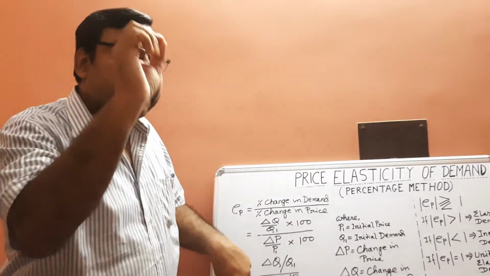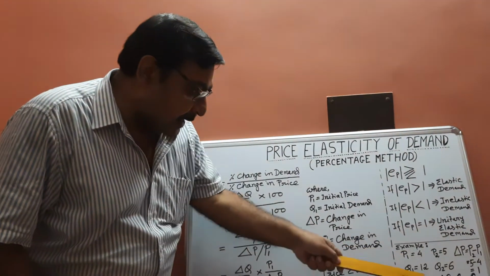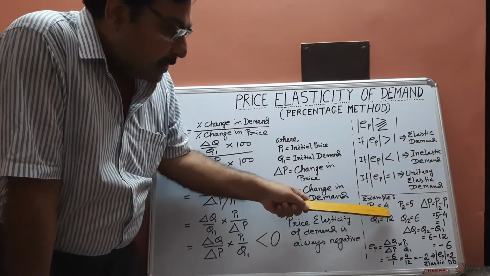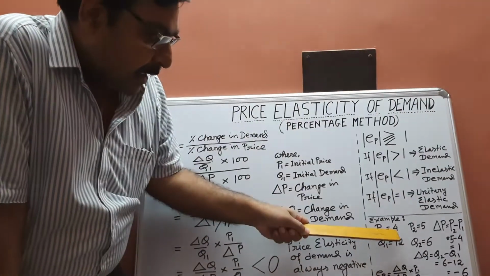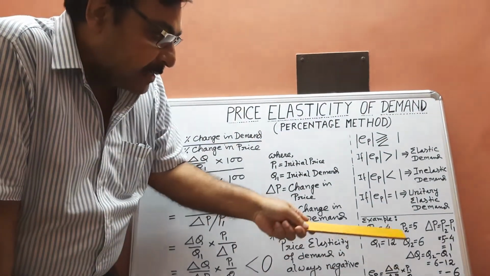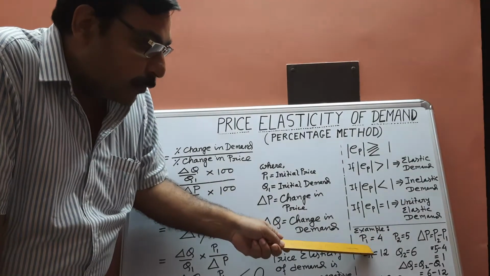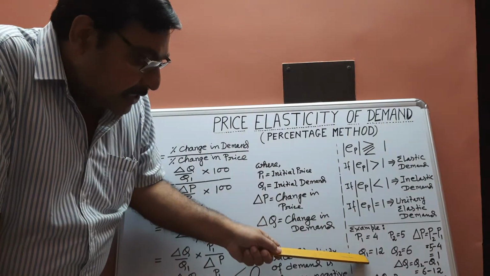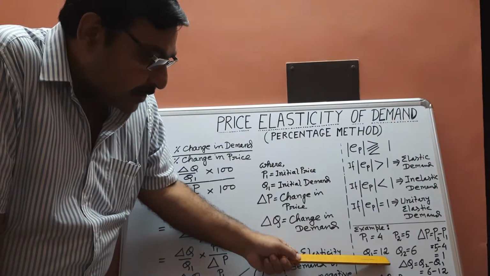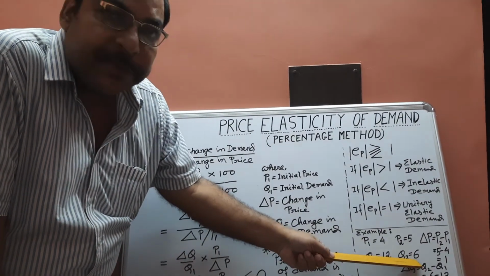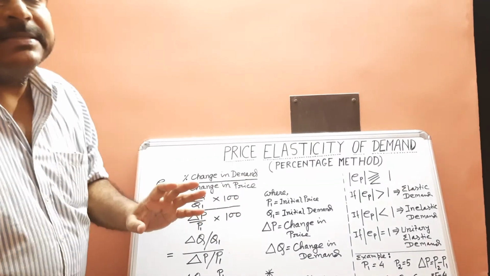We will conclude with an example. How will you calculate? See here. Suppose the initial price is given to you, P1 is equal to 4. And the price rises, so the final price P2 is 5. Initially it was 4, now the increased price is 5. Also you are given the initial demand when price was 4. Demand for the commodity was 12 units. And due to the rise in price, demand for the commodity reduces to 6 units. This information is given.